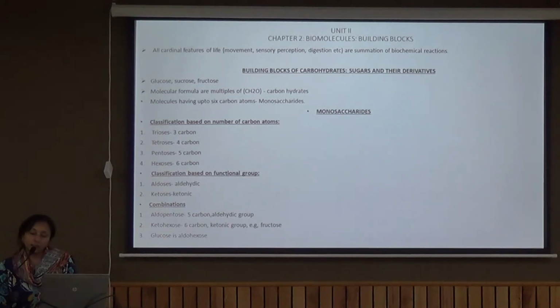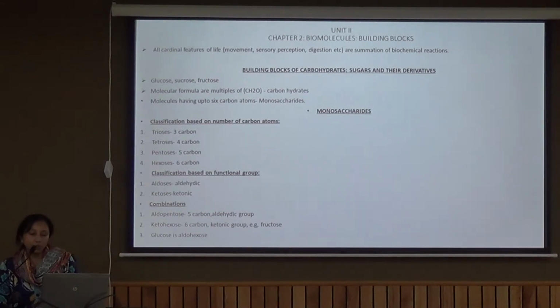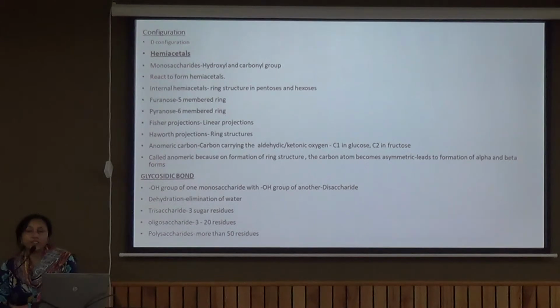Classifying them on another basis, that is on the basis of functional group, we have 2 types. That is aldoses, having aldehydic group, and ketoses, having ketonic group. The combinations: if we say aldopentose, that means it has an aldehydic group and has 5 carbon atoms. Similarly, ketohexose has a ketonic group and 6 carbon atoms. Now, glucose is aldohexose. What is the configuration which is generally present in our body?